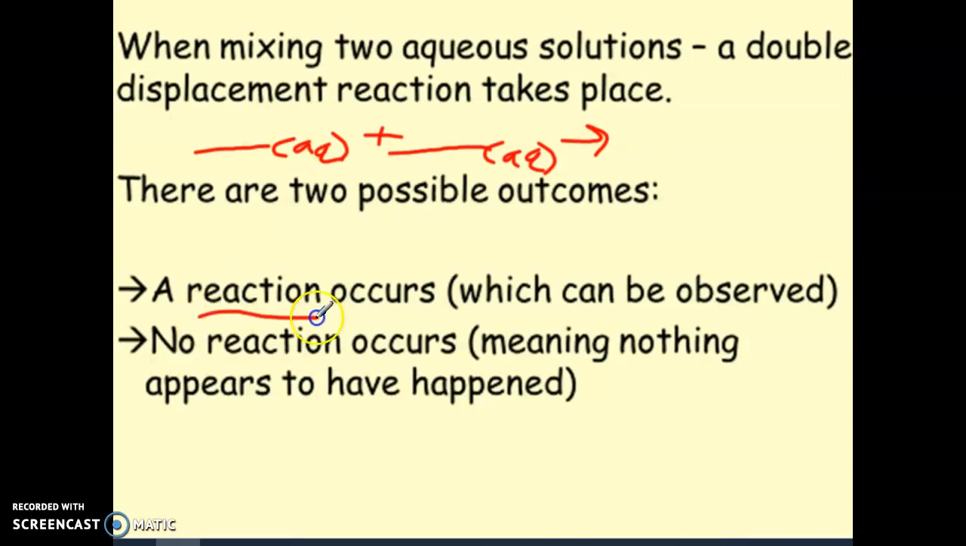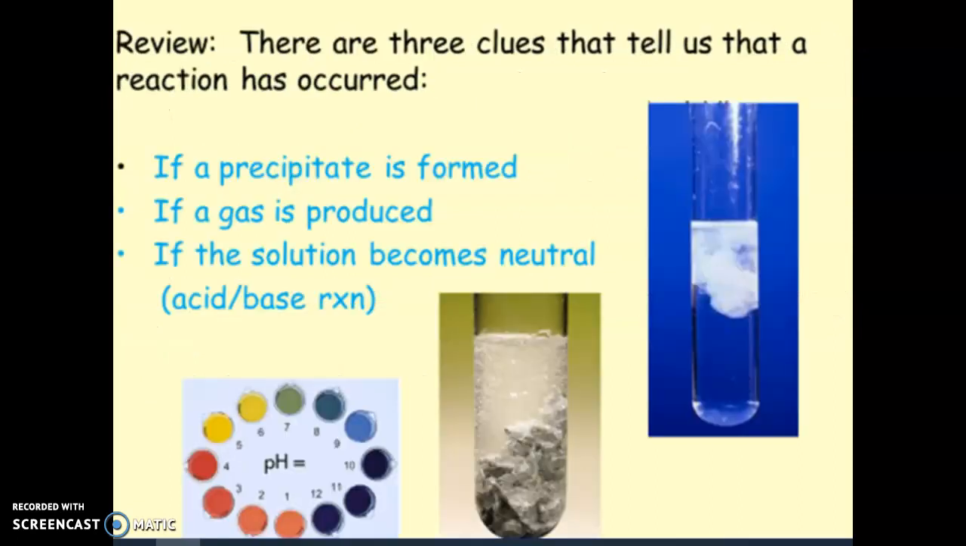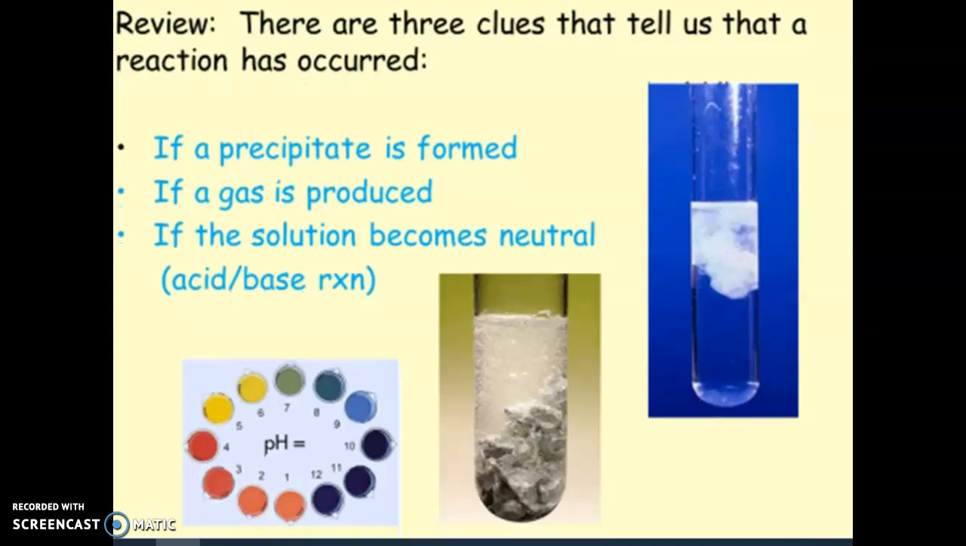You're either going to have a reaction occur, which means that there is a visual or some sort of measurable observation. And we did talk about this in Unit 2 when we looked at double displacement reactions, but we're going to recap it here. Or no reaction happens, which means that nothing occurs. None of the possible observations are seen. So there are three clues that tell us that a chemical reaction has happened in a double displacement scenario.